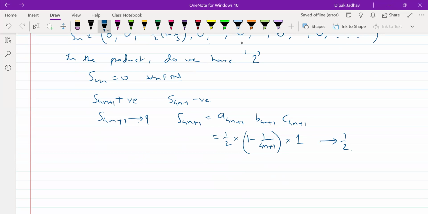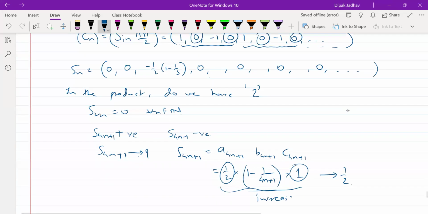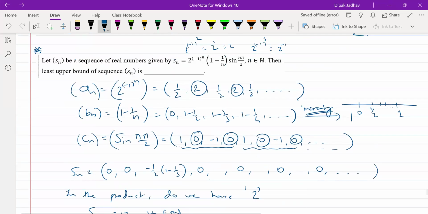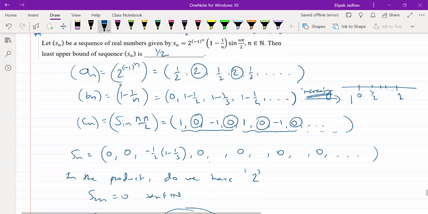And this sequence is increasing. So this product is also increasing because this is anyway constant and this is also constant. And the remaining terms of the sequence are negative. We already observed here. So these are the only positive terms, and these positive terms increase to half. So the answer to the question, since we want the least upper bound, will be half.